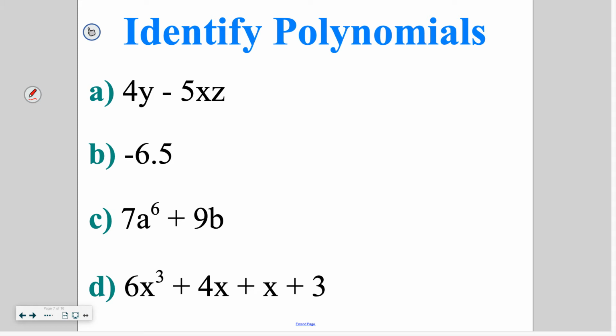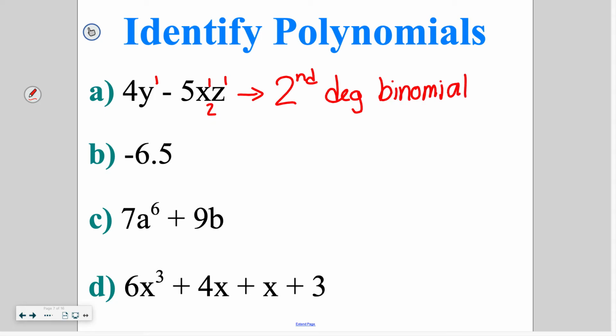So, identifying polynomials. We've got 4y minus 5xz. So first off, we're going to look. There's two pieces. So it's going to be a binomial. The degree on this is 1. When I add those up, the degree on this is 2. So I would call this a second degree binomial.